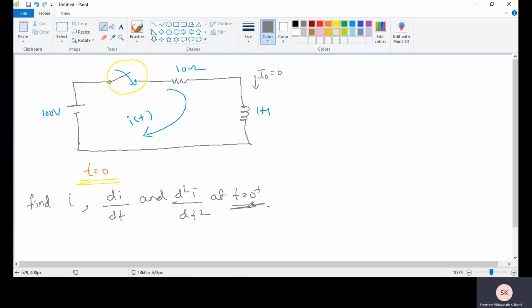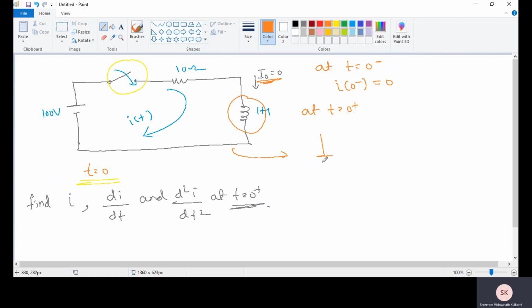Fine. How are we going to solve this one? First, we know given at t equal to 0 minus, no current flows, that is i naught equal to 0. So at 0 minus, i of 0 minus is equal to 0. Now at t equal to 0 plus, I am going to redraw the circuit, how the inductor will behave at t equal to 0 plus: open circuit.